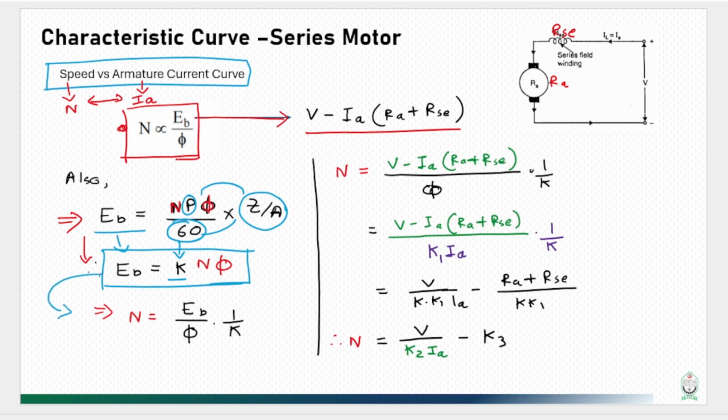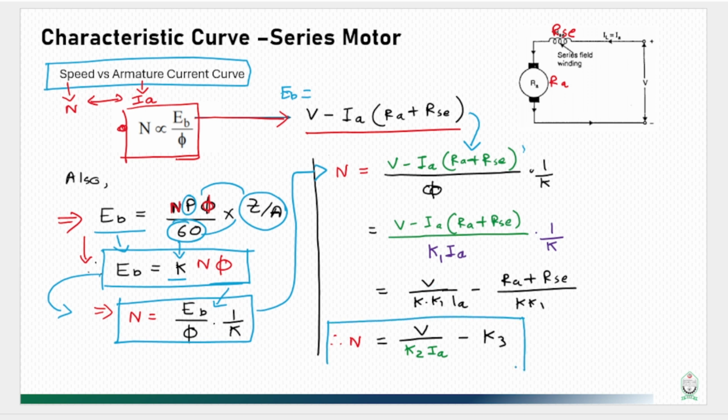And from here, if we solve for the speed of the motor, we get an equation like this. Okay, so in this equation, we will fill in the value of back EMF from this. As back EMF is equal to this, we will feed the value of back EMF here, and this is what the equation will look like. And if we do further calculation, we reach a point where we get the relationship between speed of the motor and armature current in this format.